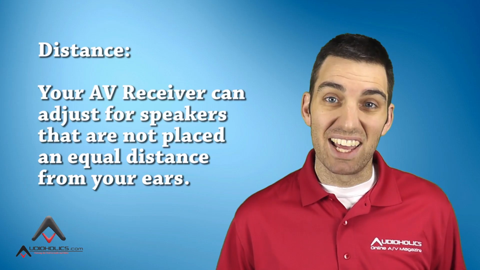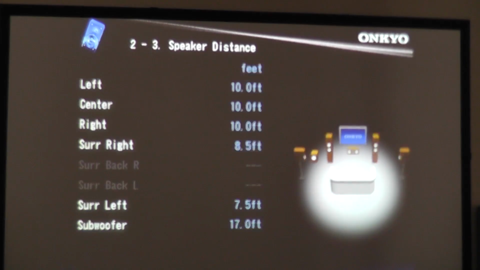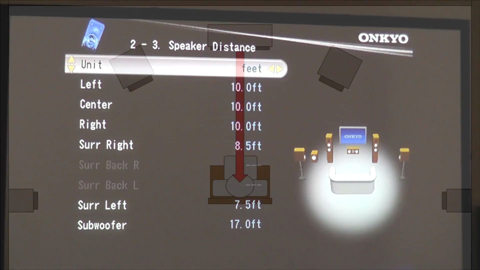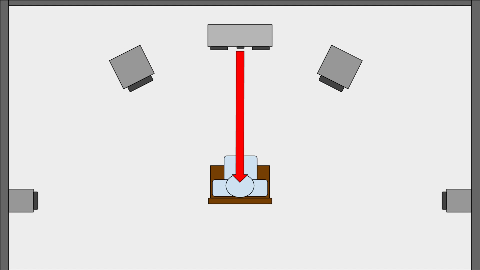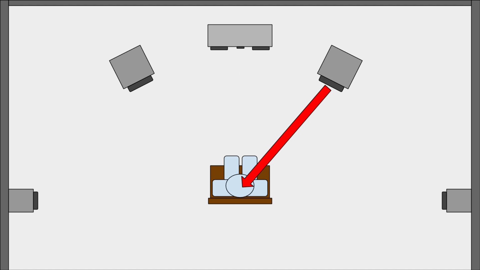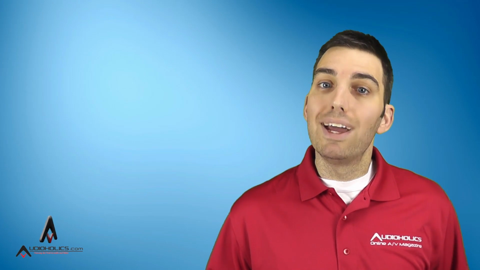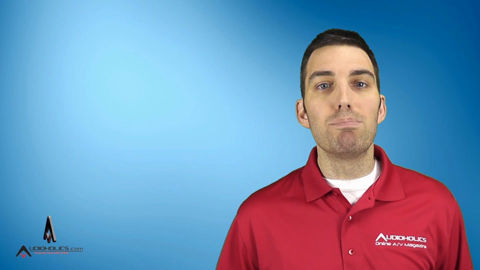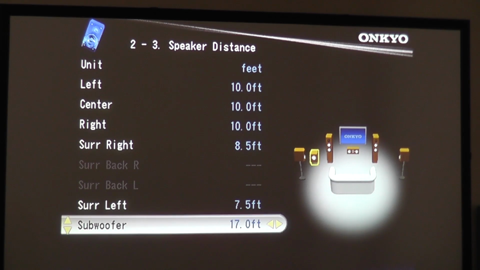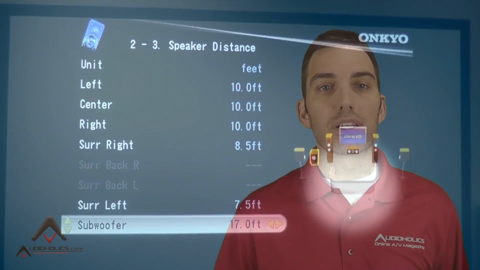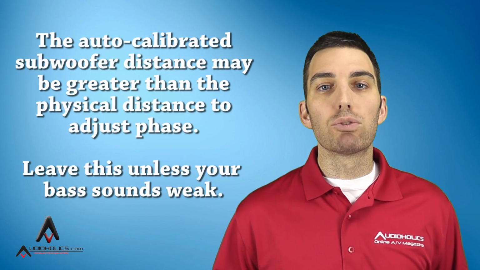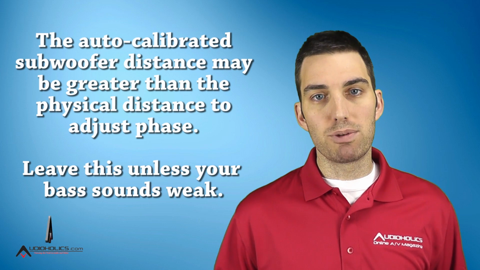Don't worry if you can't absolutely get all your speakers the same physical distance from one another. Most of us can't. And you can adjust for this in your receiver. For distance, simply measure the distance from each speaker's tweeter to your nose and then follow the instructions in your receiver's manual for setting individual speaker distance. One note: the distance of your powered subwoofer may have been identified by your automatic setup as being further away than it physically is. This is to compensate for what's called phase matching with your other speakers.